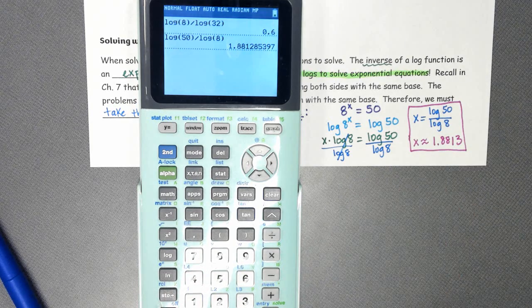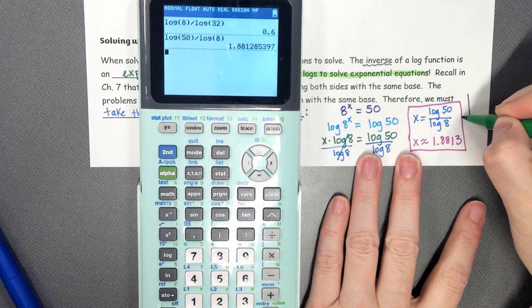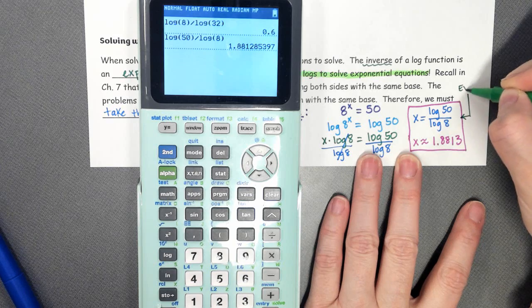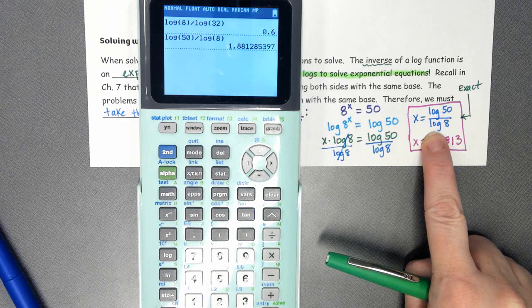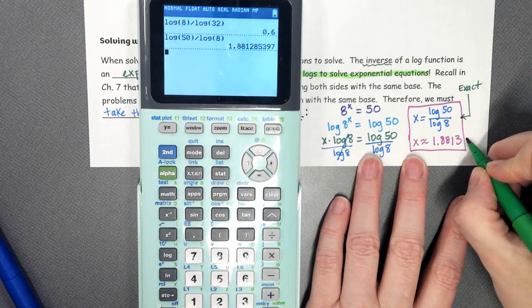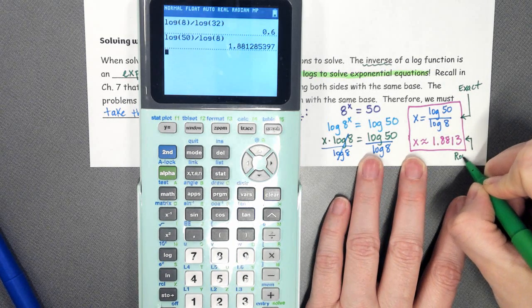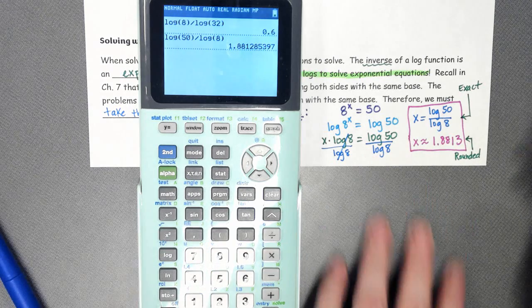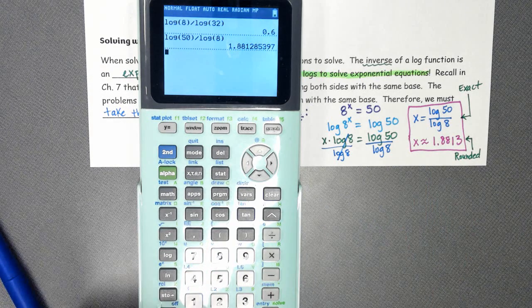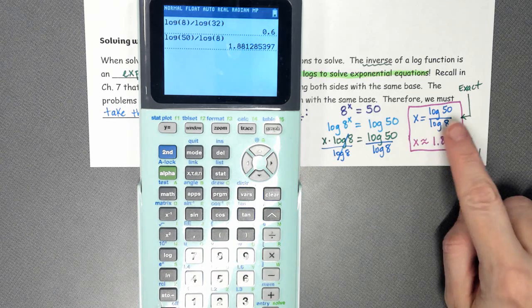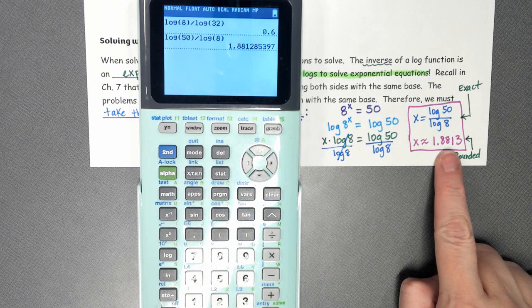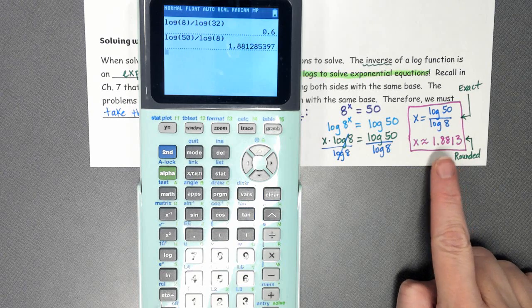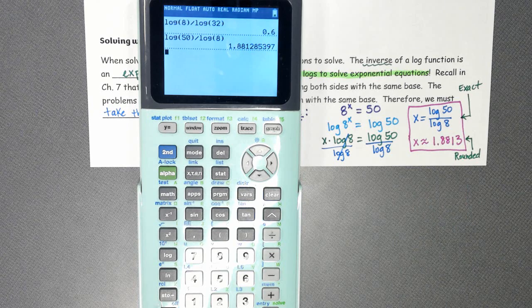Okay, so if you have a question that asks you for an exact answer, okay, this is what you would write. This is an exact value. This value is rounded. We're going to do a lot of the rounded values today. Okay, but I want you to understand that this would be an exact value. And when you round, you're not going to round until the very end, until the very last step.